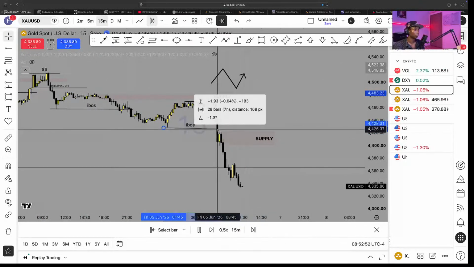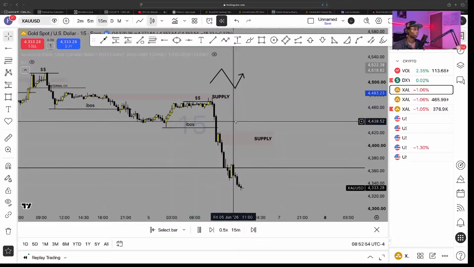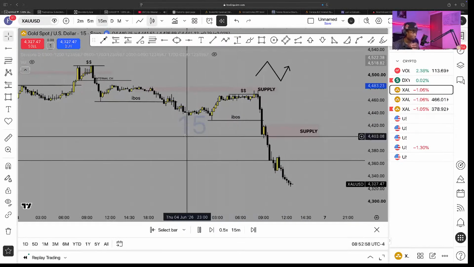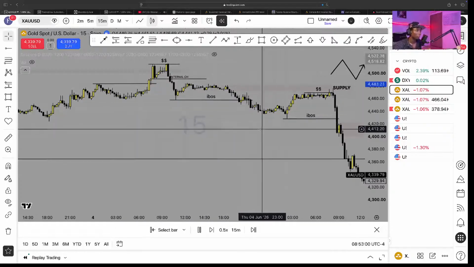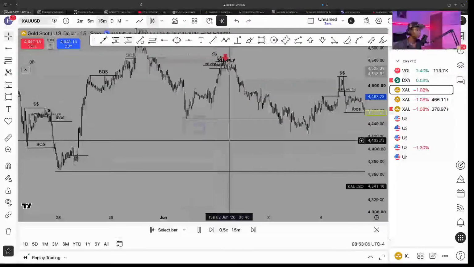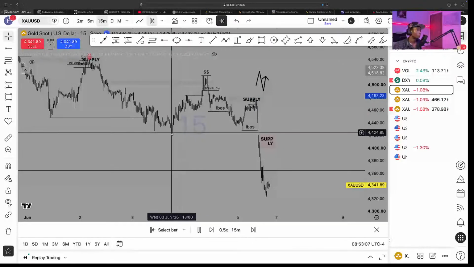The reason why I'm labeling this internal COS is because it's happening inside this large move. It's happening inside this large move.